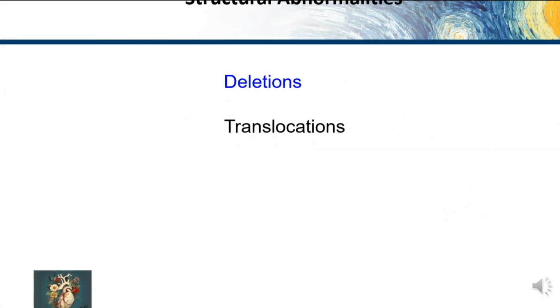Structural abnormalities can be of different types. They can be because of deletions of a gene or a segment of the chromosome. There may be translocations, inversions or duplications. We will discuss all of these abnormalities one by one.